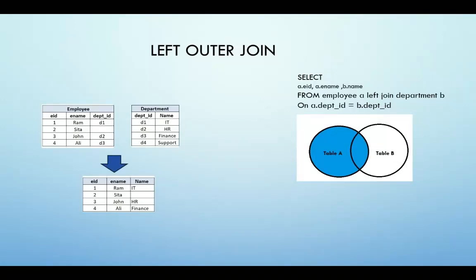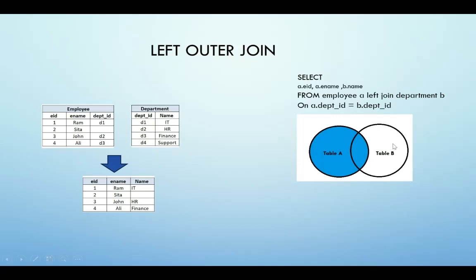So I have an employee table, I have a department table, and I'm trying to create a left join, and I'm trying to bring all the employee related information irrespective of the matching department associated with that employee. If you see the result here, I got all the employees 1, 2, 3 and 4. For employee 2, there is no related match in the department table. That's what the output is written as blank.